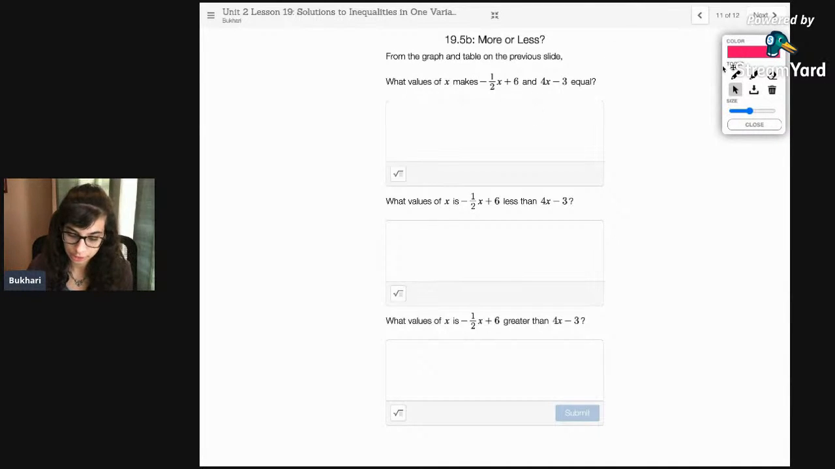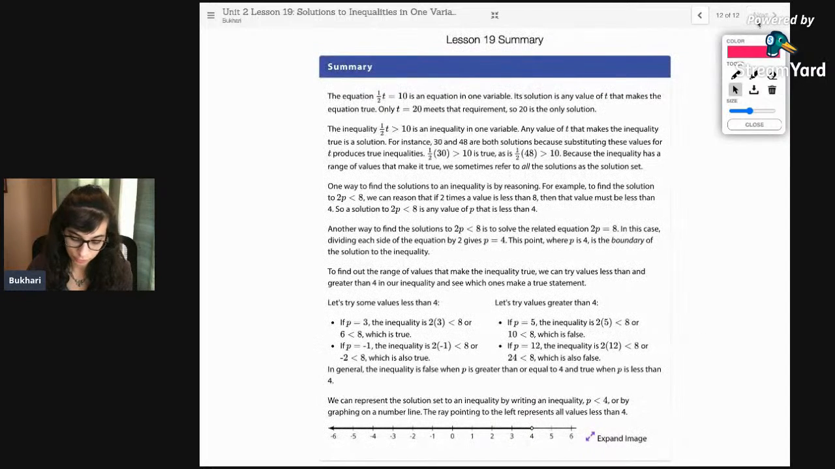And last but not least, take a look at the lesson summary. If you have any questions, please let me know. This also gives you another example of what it means to be a solution set to an inequality and what a graph of an inequality looks like.